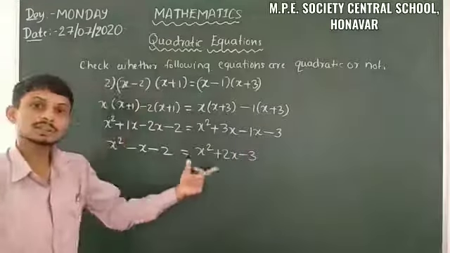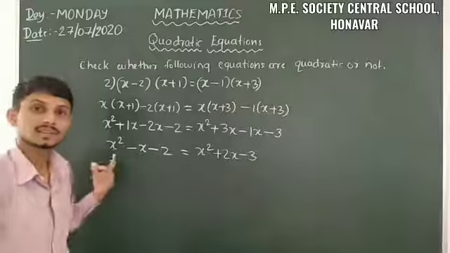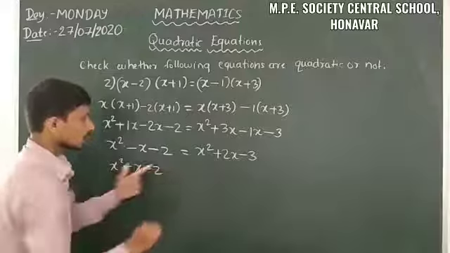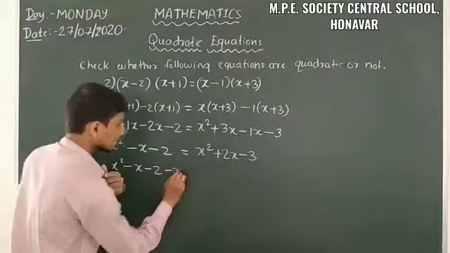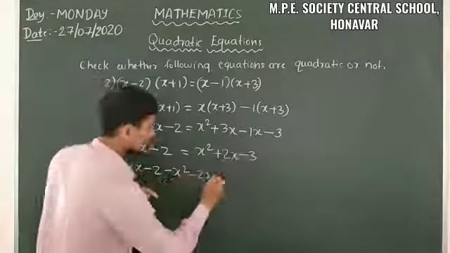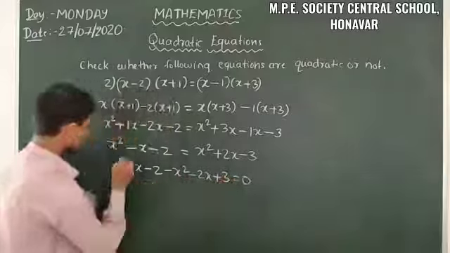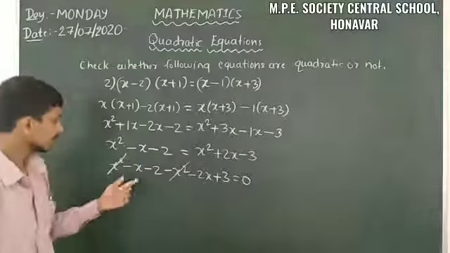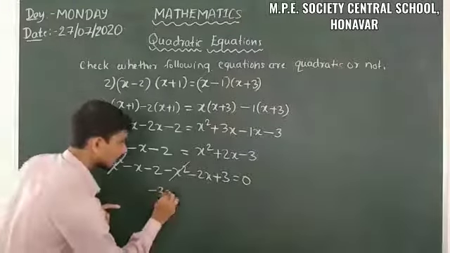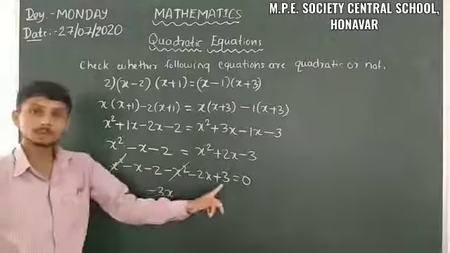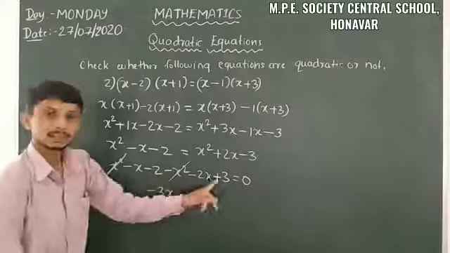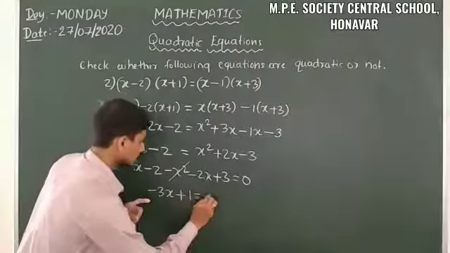After that what you have to do is transpose the terms from the RHS into the LHS. So x square minus x minus 2, after transposing, x square becomes minus x square, then plus 2x becomes minus 2x, then minus 3 becomes plus 3, is equal to 0. Here x square and x square get cancelled, then minus x minus 2x is minus 3x, then minus 2 plus 3, minus 2 plus 3 is equal to plus 1, is equal to 0.